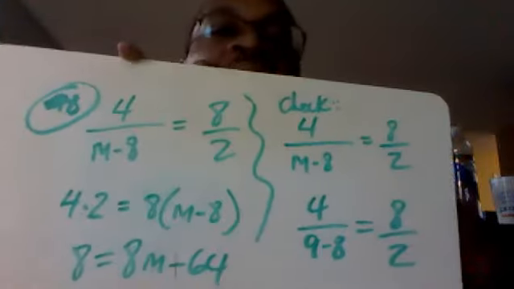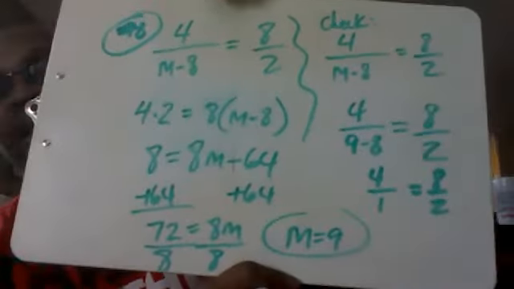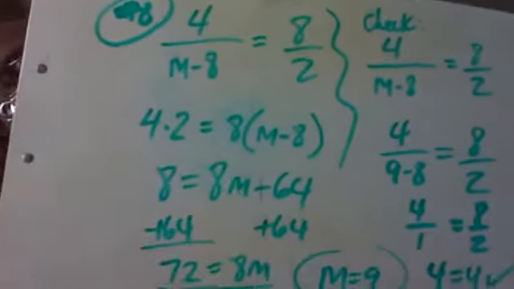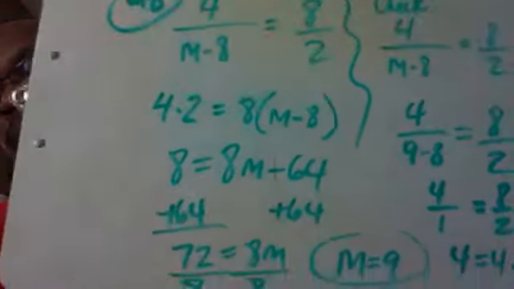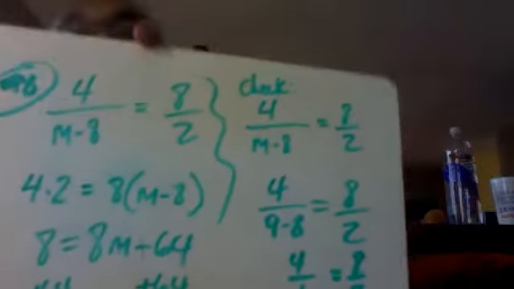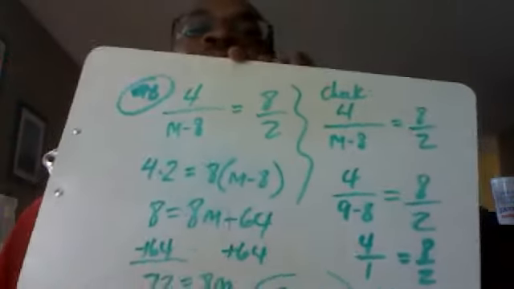Y'all should see that's going to be 4 over 1. And that's 4 over 1 equals 8 over 2. And y'all know that 8 over 2 is 4 as well. So you're going to say 4 equals 4, which is your check. So looking at my work, I'm showing you how to check it. Let me make it look right on the screen. Okay. Showing you how to check it as well.